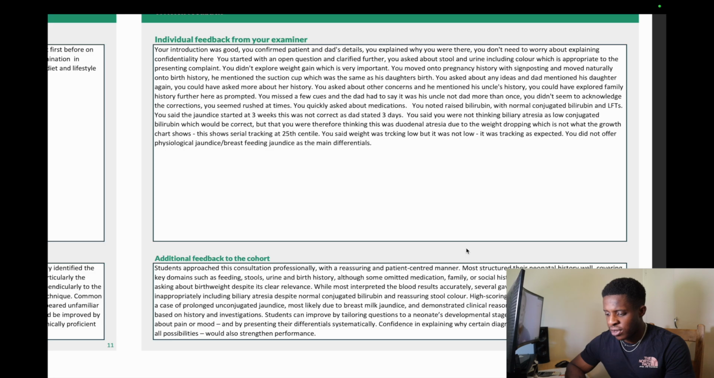Students can improve by tailoring the questions to the neonate's developmental stage, avoiding, for example, queries about pain and mood, and by presenting their differentials systematically. Confidence in explaining why certain diagnoses are likely, rather than listing all possibilities, would also strengthen performance. Okay. So yeah, I hope that station helps.